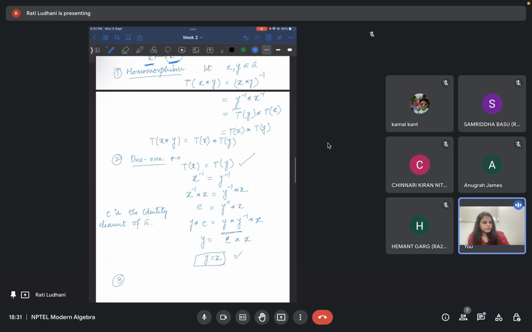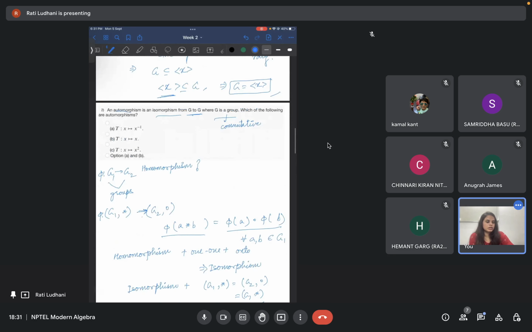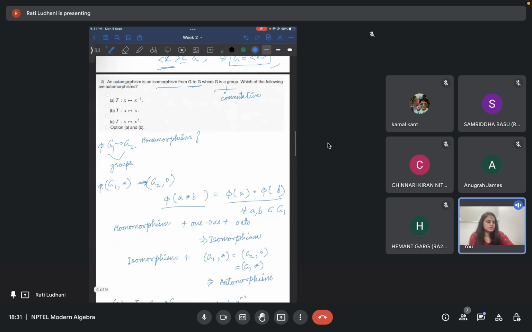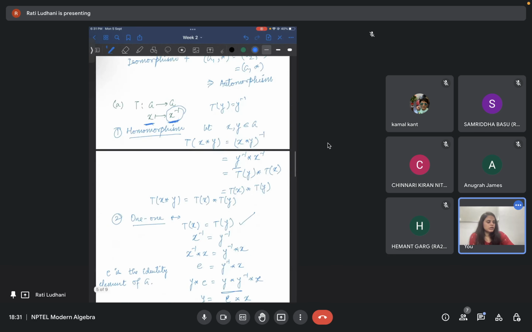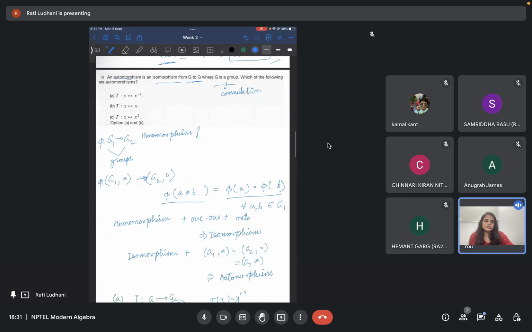Okay, third property. Onto need not be checked if G is given to be a finite group. This is a fact, you could say. If G is finite, then it is enough to check just one property. Either you check one-one or you check onto. That's okay.